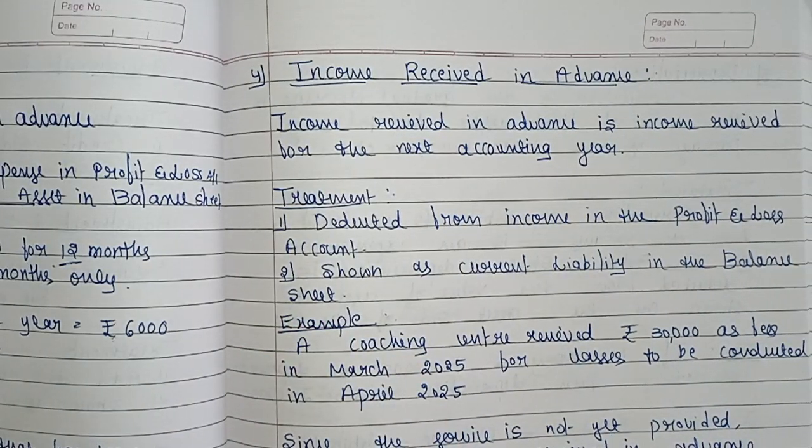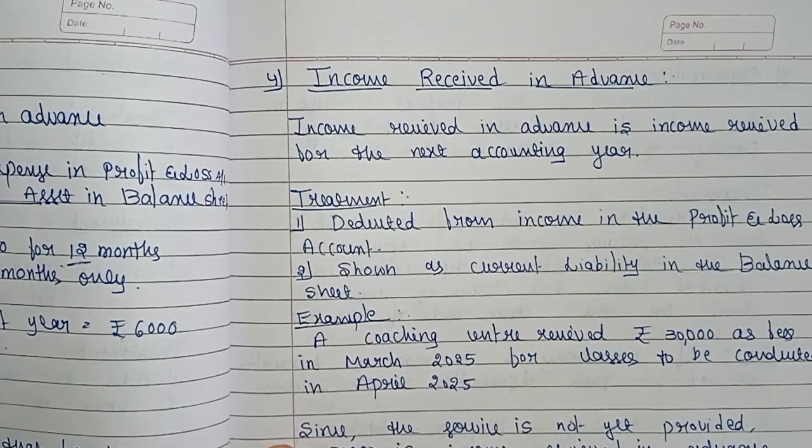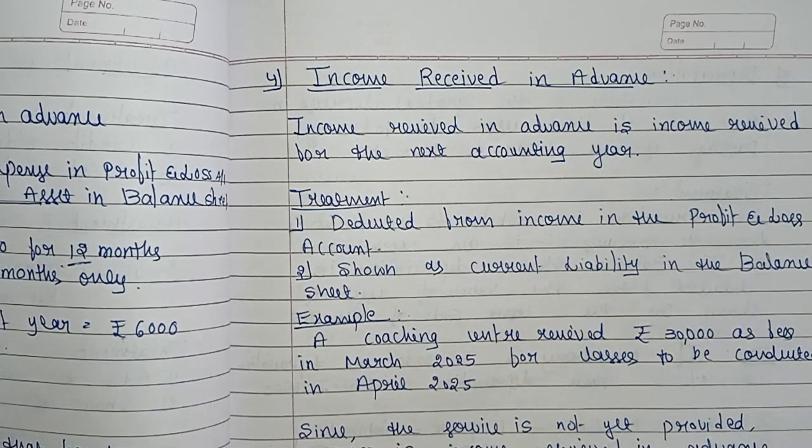So that is deducted from income in the profit and loss account and shown as current liability in the balance sheet. Why do we need to deduct from the income in the profit and loss account? Because that is the income received for the next accounting year, not the current accounting year. Clear? That's why we need to deduct it from the income in the profit and loss account.